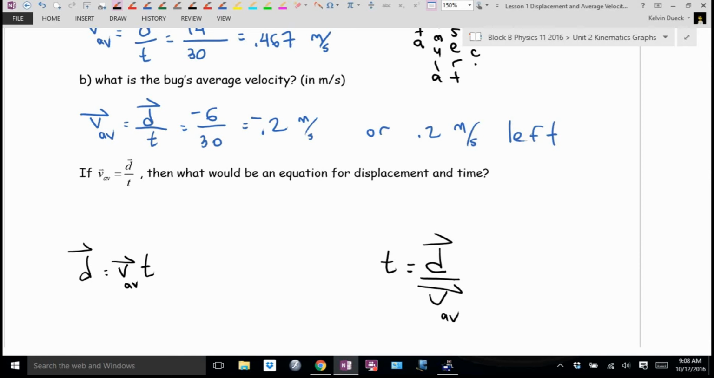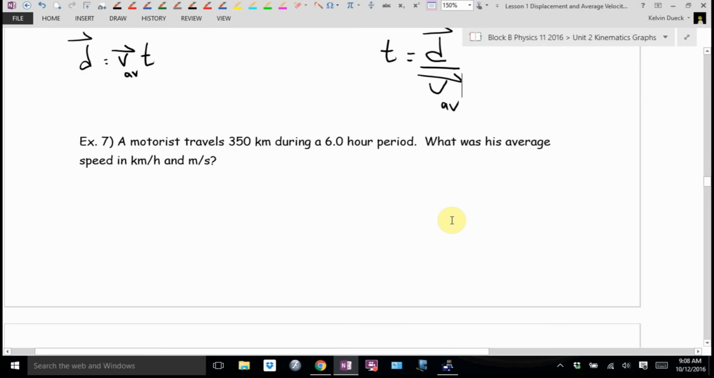I'm really going to push this method of being able to rewrite stuff. And if it seems weird at first, please trust me. Don't quit on me. You'll all be able to do a lot of these in your head. Okay. A motorist travels 350 kilometers during a 6-hour period. What was his average speed in kilometers per hour and meters per second? What does this question want me to find?